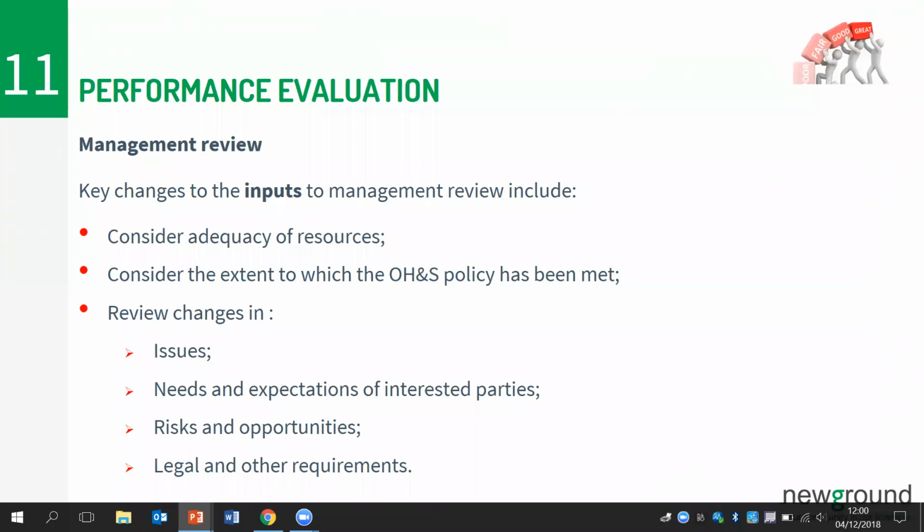And this brings me nicely now on to the last part of performance evaluation, which is management review. So there have been some significant changes now in management review around what needs to be considered at the management review, including the adequacy of resources for your safety management system and the extent to which your safety policy commitments are being met. And you must now also review changes in your issues, the needs and expectations of your interested parties, your risks and opportunities, and your legal and other requirements. So as you can see, a lot of the new requirements that I've gone through in the standard now feed through to the management review process and must be considered as inputs now into that.